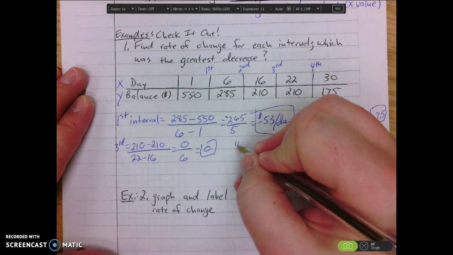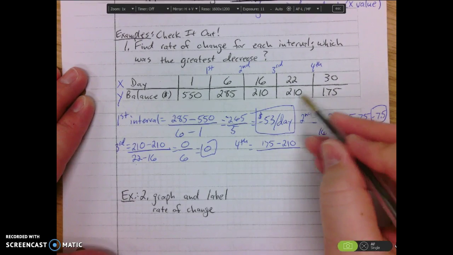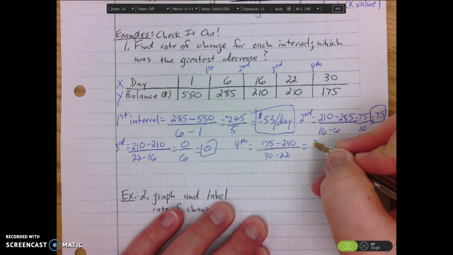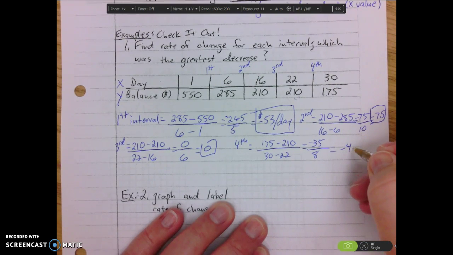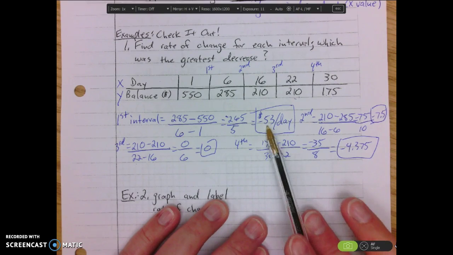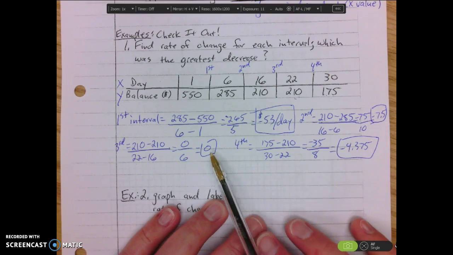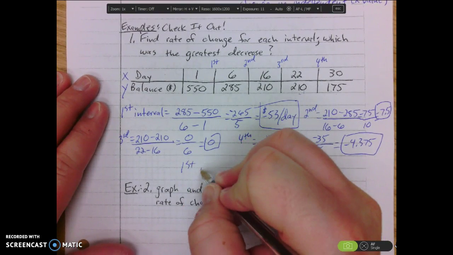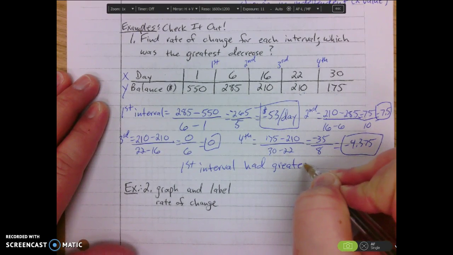The last interval, the fourth interval, 175 minus 210 over 30 minus 22. You do the math on this one, and you get negative 35 over 8, which you divide, and you get a negative 4.375. Which one had the greatest decrease? This one went down $53 a day. The rest were only in the single dollar range, so 7.50, 4.37, and 0. So obviously this one had the greatest. So first interval had the greatest decrease.